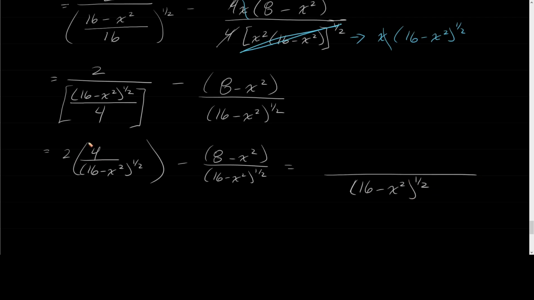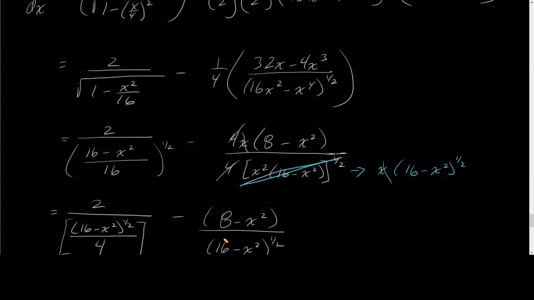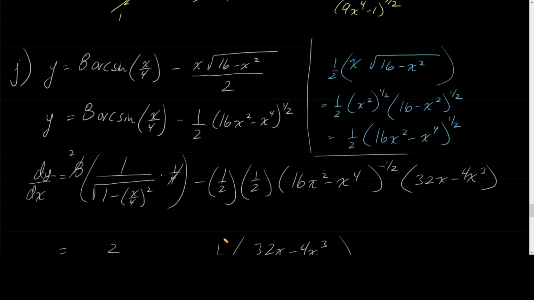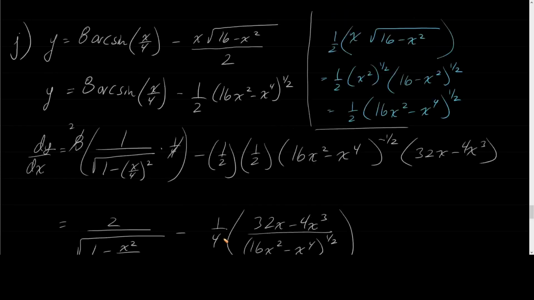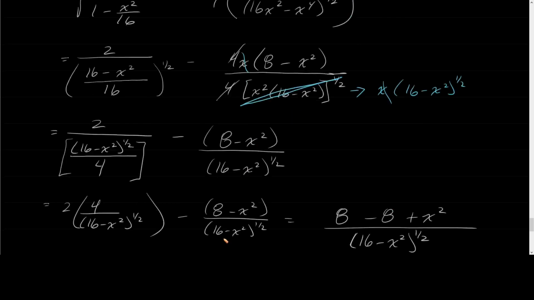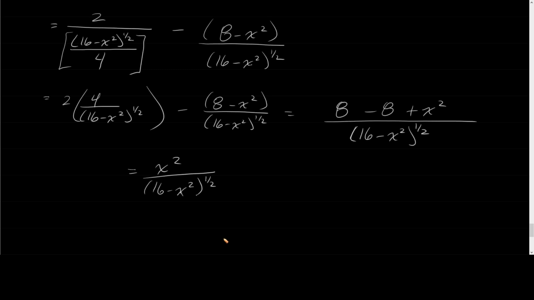This first part becomes, well, 2 times 4 is 8. The second part, distribute this negative, so I end up with minus 8 plus x squared. So my final answer here is going to be just simply x squared over 16 minus x squared to the 1/2. All right. So, I mean, a lot of algebra in the middle to be done there, but the derivative of that function looks quite simple.